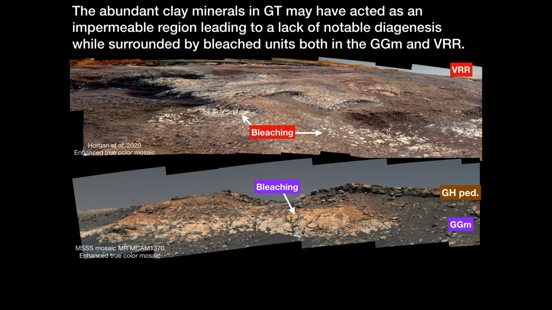The abundant clay minerals in Glen Torridon may have acted as an impermeable region, leading to a lack of notable diagenesis within Glen Torridon while being surrounded by bleached units, both in the Glasgow member and the Vera Rubin Ridge, where bleaching is an indicator of late diagenesis. Here on the top we can see the Vera Rubin Ridge Mastcam mosaic, and on the bottom is a mosaic of the Glasgow member at the contact between the Glasgow member and the Greenheugh pediment unconformity, and you can see bleaching in both of these images.